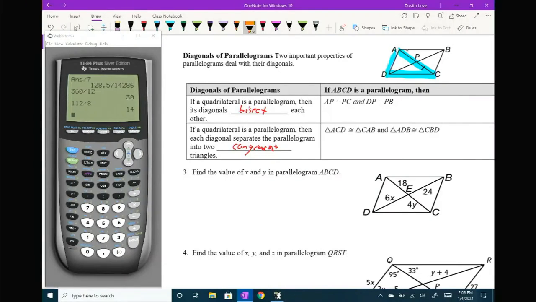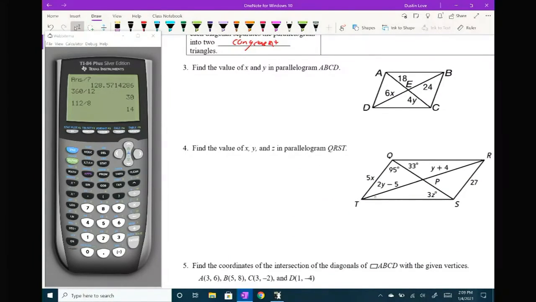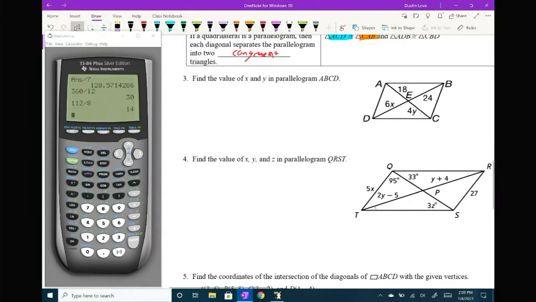Now, to see that one, I'm going to highlight down one diagonal here. We've got this triangle and this triangle. So here, ADC, my blue triangle, is congruent to CAB, which is my orange triangle. Okay, and then the same thing would happen if I did my other diagonal. So if I went down this diagonal here, this triangle is congruent to this triangle. So let's see if we can use those properties to solve these problems.